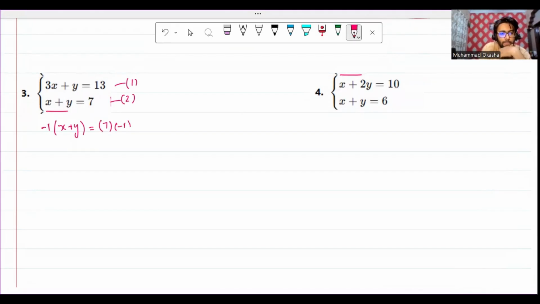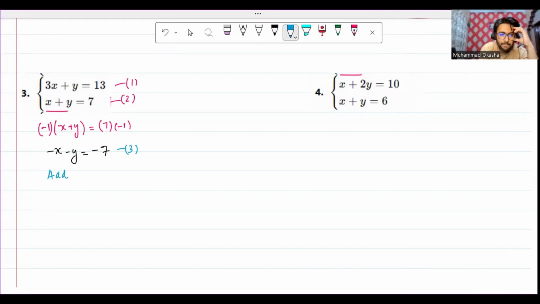So -1 and over here -1. So that's going to change. But basically what we mean by multiplying by -1 is we want to change the sign of everything. So that's going to be -x, -y equals -7. Let's call this equation 3.